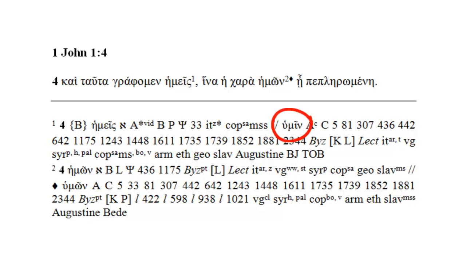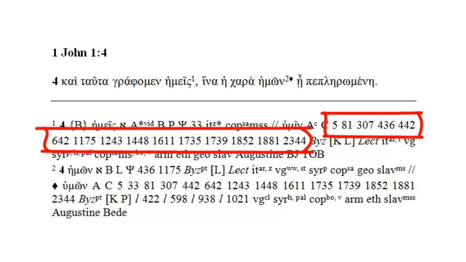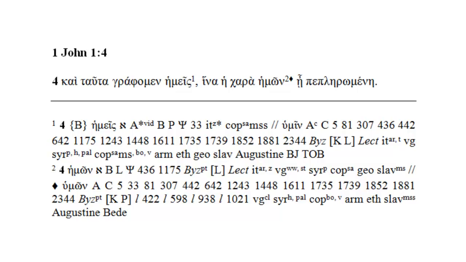Humin, we have no papyri manuscripts, so we go into capital letter manuscripts. We have capital letter A, according to the corrector. Then we have capital letter C, and that's all the capital letter manuscripts we have. Then the lowercase manuscripts are from 5 all the way to the number 2344. All of those are lowercase manuscripts.